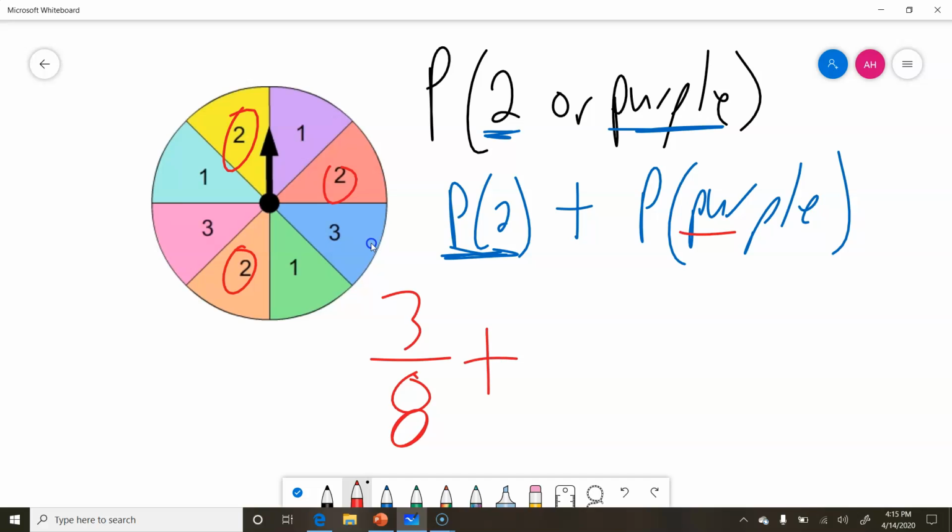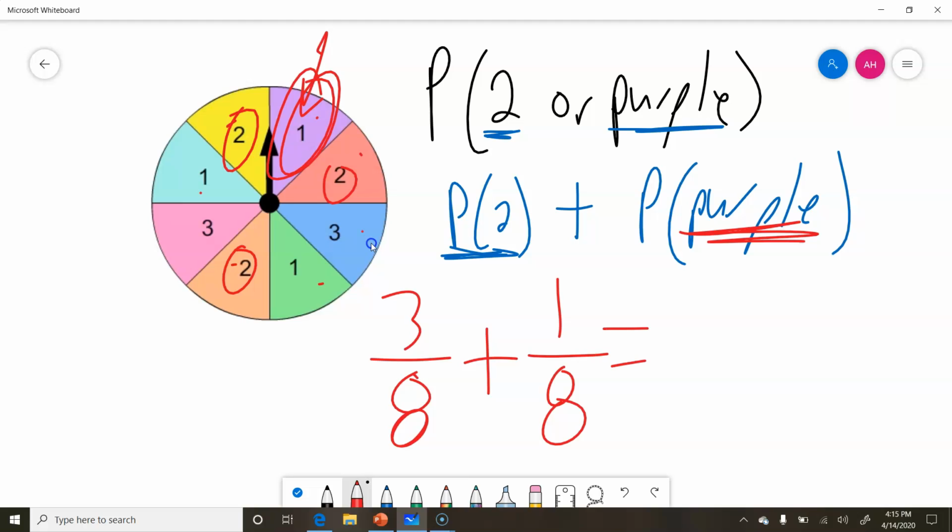Now, plus, what is the P of purple? How many are purple? Well, that's just this guy, just 1. So that's 1 over 8, right? There's still 1, 2, 3, 4, still 8 options. How do we add fractions? The bottom stays the same, so we still have 8 total. But what is 3 plus 1? That is 4, which reduces to 1/2.